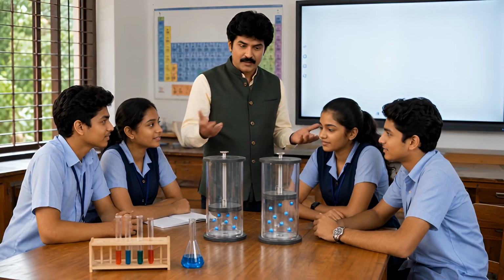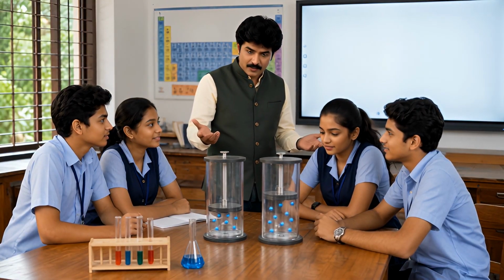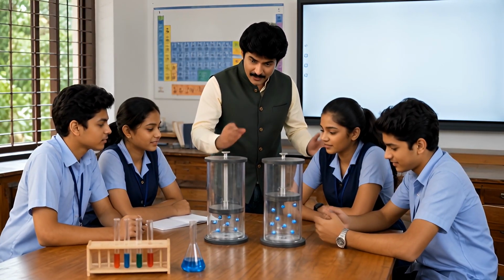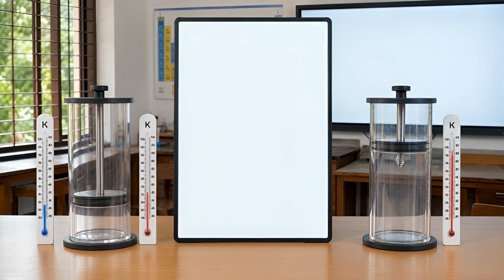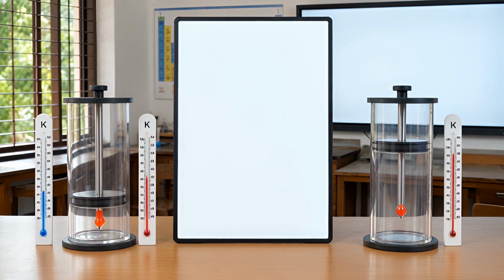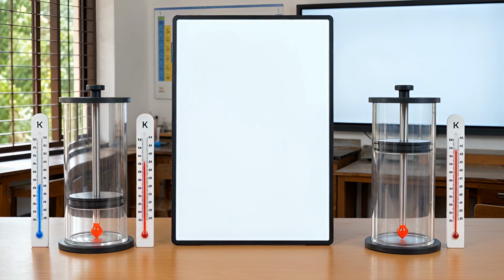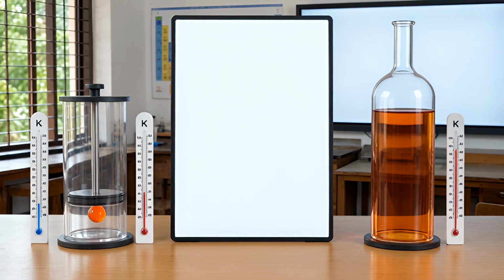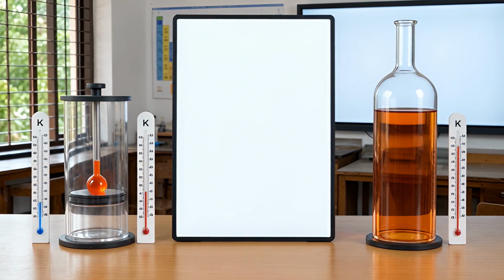What is the mathematical form of Charles's law? V stands for volume, T stands for temperature. The two are directly proportional. That is their relationship. V by T is a constant value. That is its mathematical form. When two states are compared, V1 by T1 equals V2 by T2. The temperature represented by T must always be given in Kelvin.